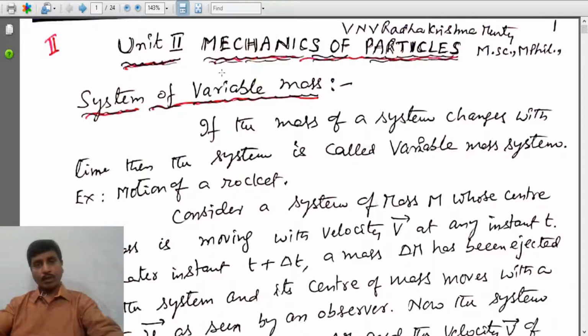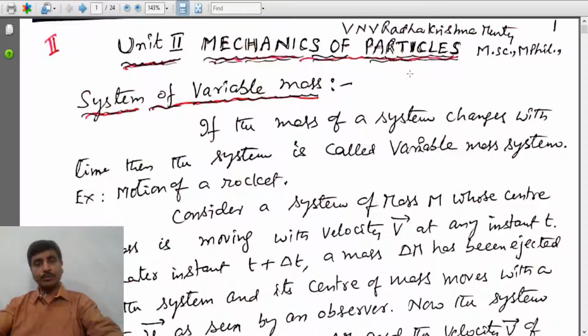Mechanics means a branch of physics used to study the motion of particles. Generally, the mass of a body remains constant with the time, but sometimes the mass may vary with the time. If the mass of a body or the mass of a system changes with the time, then the system is called variable mass system. Example, motion of rocket.